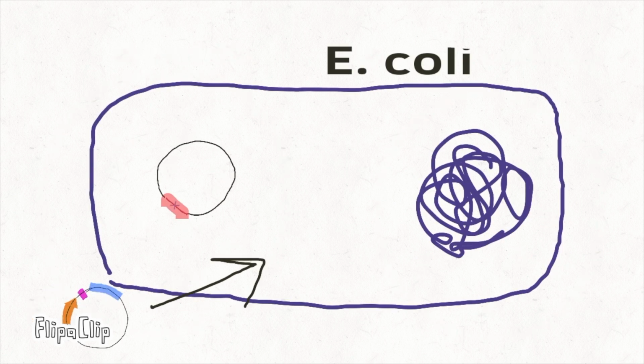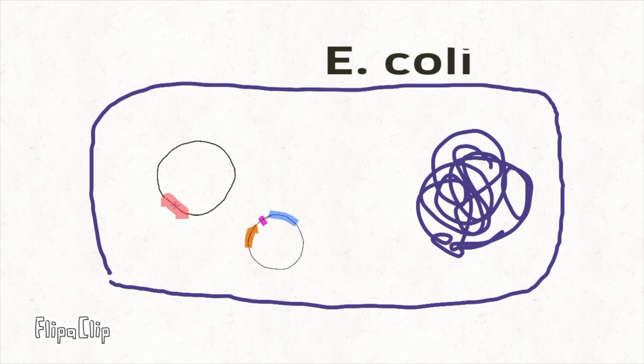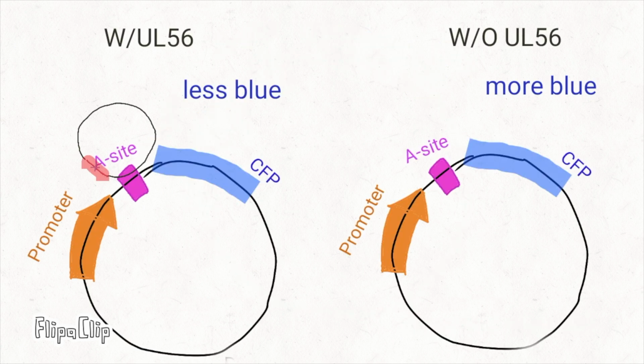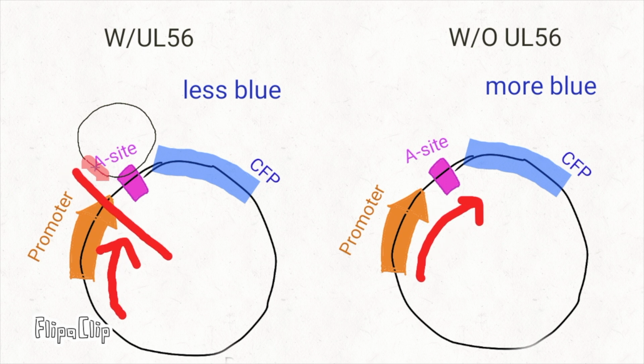A second plasmid, called a reporter plasmid, was also transfected into the cell. This is to actually answer the question of what effect the mutated UL56 has. This reporter plasmid has a promoter, an A site, and a CFP gene. CFP fluoresces blue. If there is UL56, it would bind to the A site of the reporter plasmid, which means that the CFP gene would be blocked, which means less blue fluorescence.